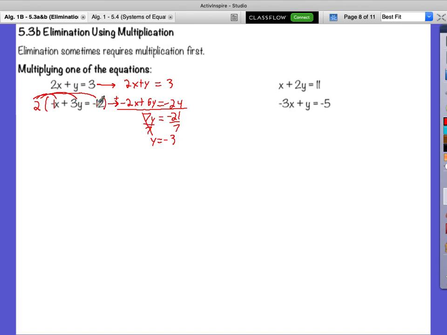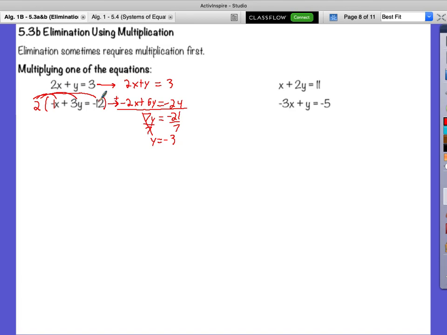On this negative 12, or actually the negative 12, the top has smaller numbers because 1y is smaller than 3y, and 3 is smaller than negative 12. Also, there's no negatives, okay? So I think that could be a great option.